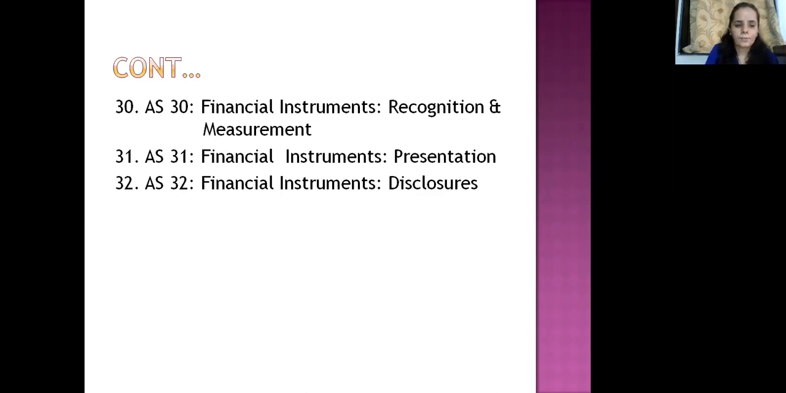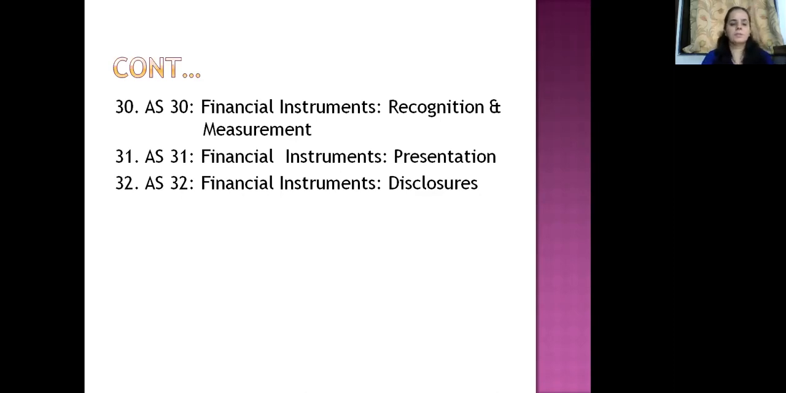I have just read it for you so that in the next lecture, when we discuss each and every accounting standard, it should not be new for you. My request to all of you is that you at least go through these 32 accounting standards.